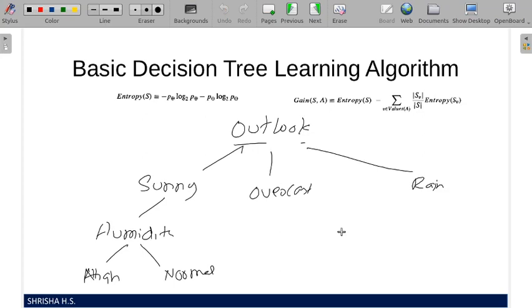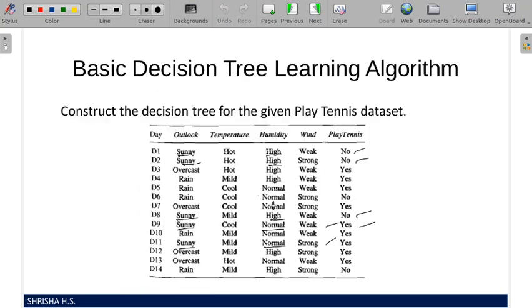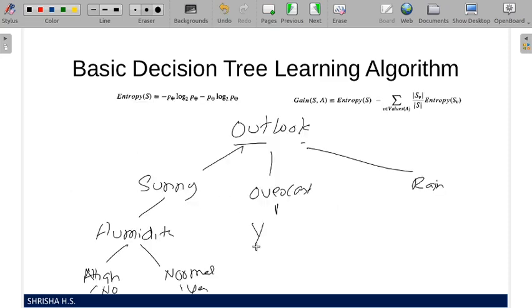So whenever it is high, we have a negative, and whenever we have sunny, normal, we have positive. So straight away we can write here: sunny high is negative, sunny normal is positive. Now overcast. If we observe here, overcast 1, 2, 3, 4: yes, yes, yes and yes, all positive examples. Whenever outlook is overcast, it is a positive example. So we don't have to calculate the next attributes. It's straight away yes. We don't have to calculate any information gain again.